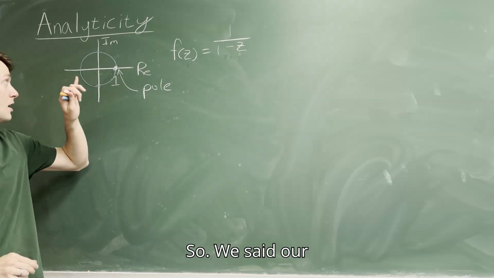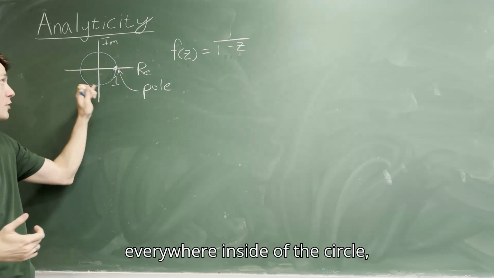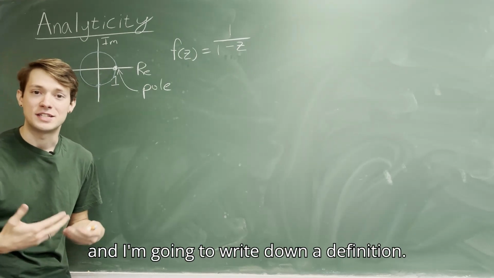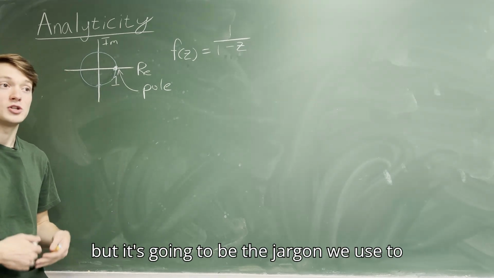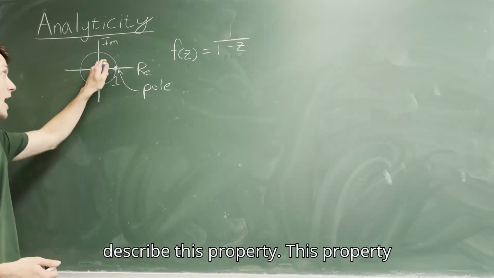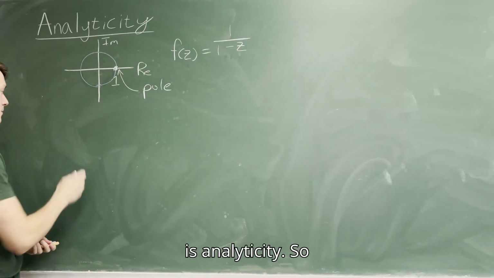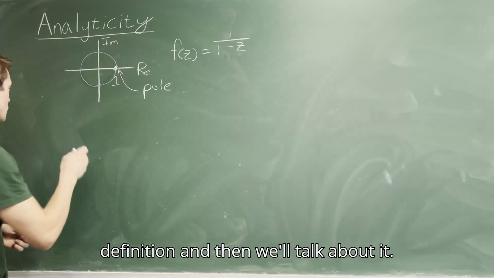And this point, z equals 1, where our function blows up to infinity, is called a pole. So, we said our Taylor expansion is convergent everywhere inside of this circle, and I'm going to write down a definition. It's a word you might have seen come up, but it's going to be the jargon we use to describe this property. This property is analyticity. So, I'm going to write down the definition and then we'll talk about it.